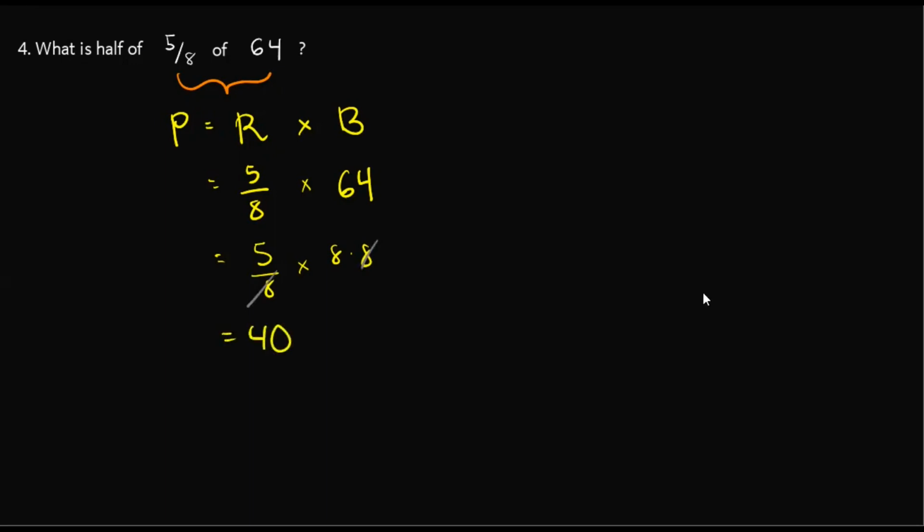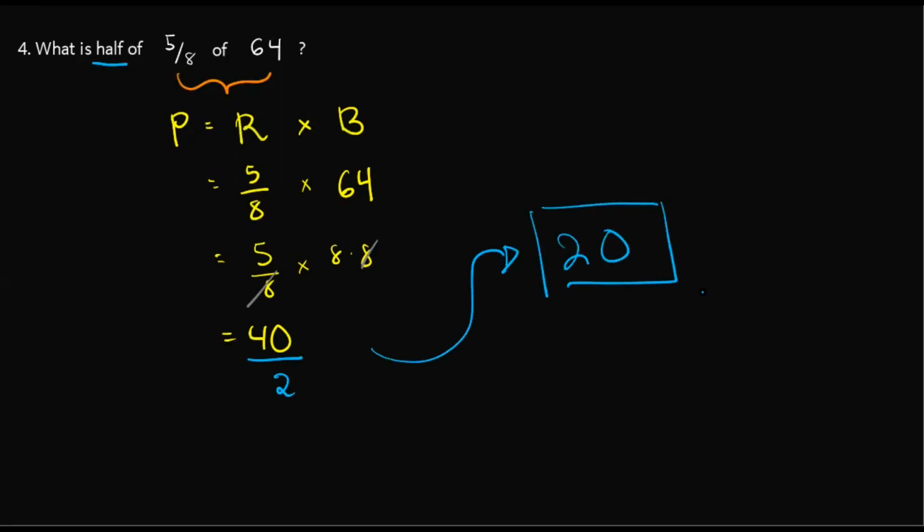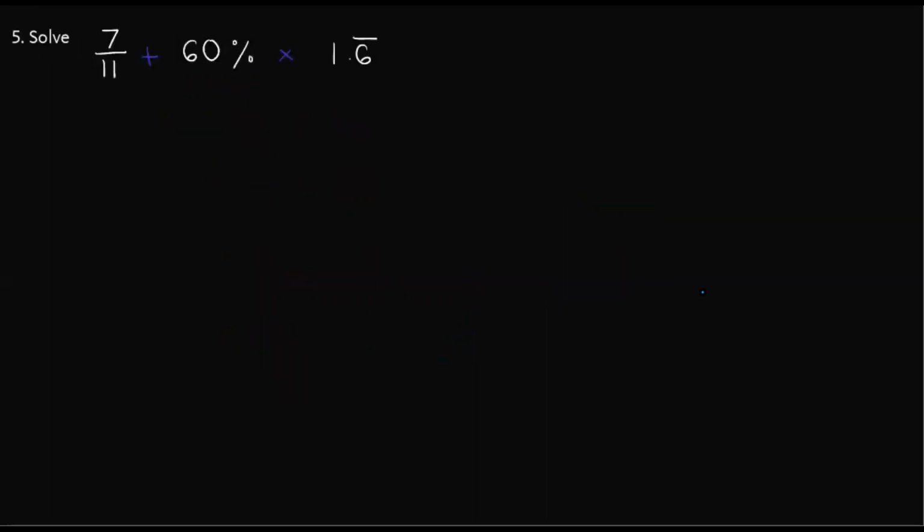Then since we are asked to get the half of that one, we get the half of this one, and that would simply be 20. That is the answer for this problem. So it's basically a percentage problem with a twist. Let's have this fifth problem.